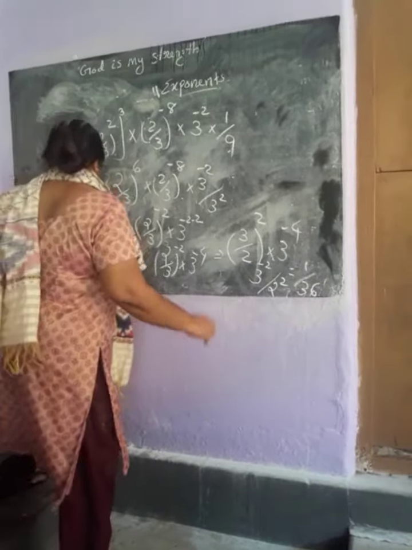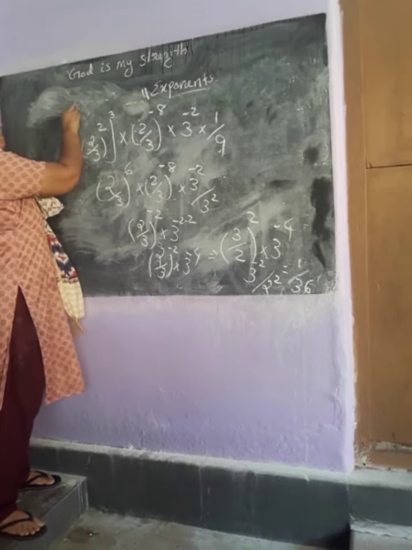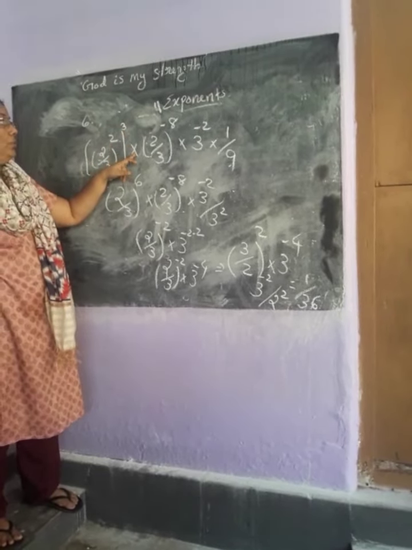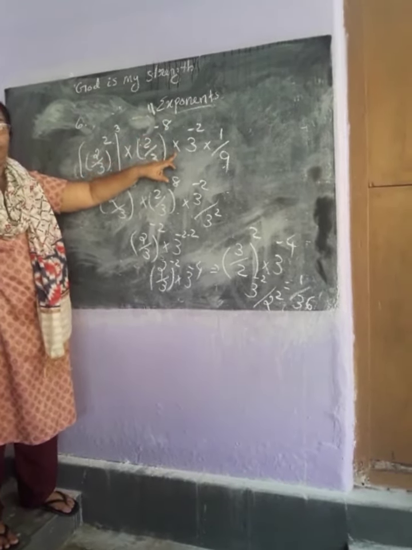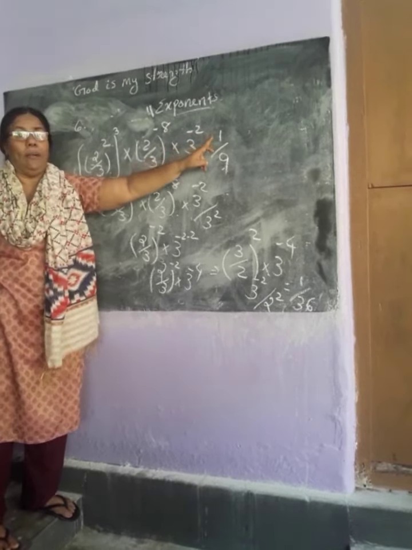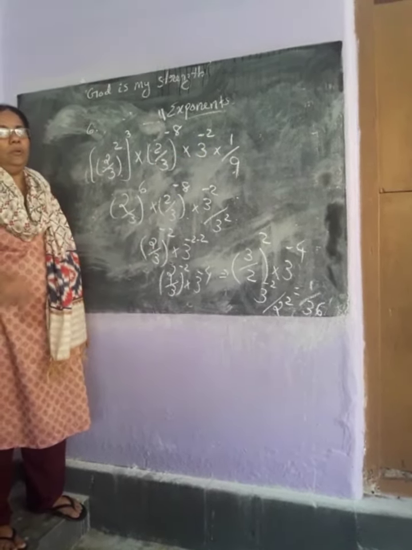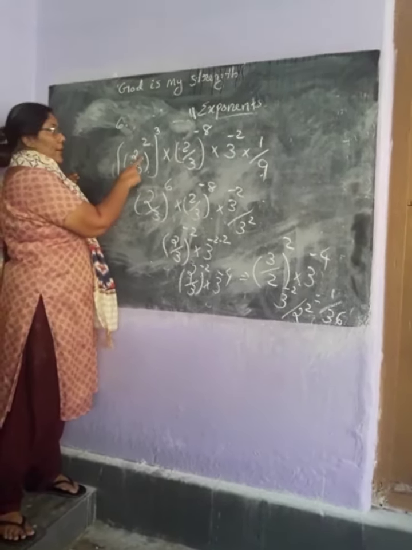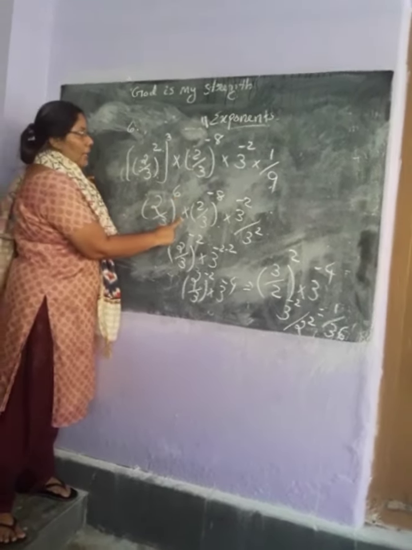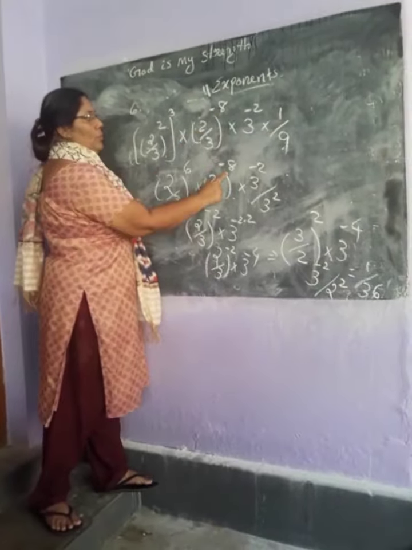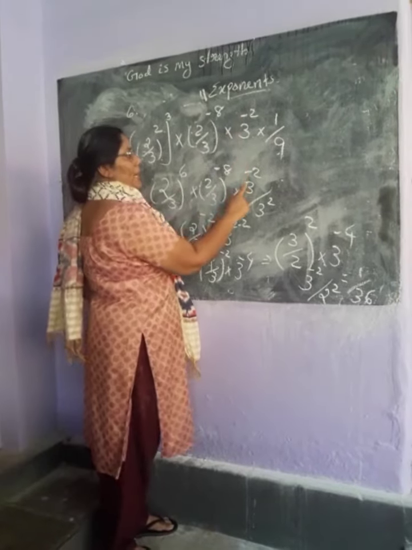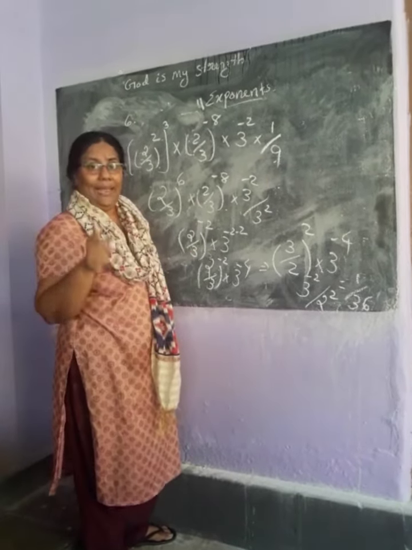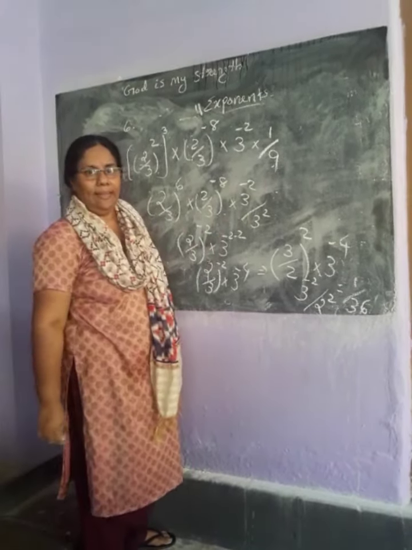Next problem. Question number 6-1. 2 by 3, the whole square raised to 3 into 2 by 3 raised to minus 8 into 3 raised to minus 2 into 1 by 9. Look at your textbook, question number 6-1. Now, 2 by 3, the whole raised to 2 threes are 6, into the same 2 by 3 raised to minus 8 into 3 raised to minus 2 by, how can you write 9 in the exponential form? 9 means 3 square. Understand that line?